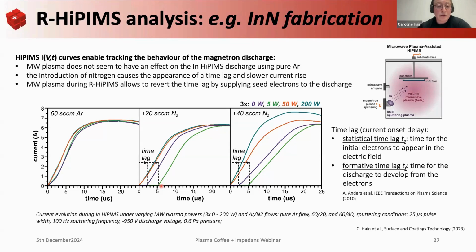We know that we have a drop in the secondary electron emission yield, so we don't have enough electrons present to start the discharge. And this is what we see in our waveforms, right? We have a delay. Without microwave plasma, we have this delay. Then for low microwave plasma powers, it increases. But when we increase the microwave power, it actually goes back, and we once again have a stable process.